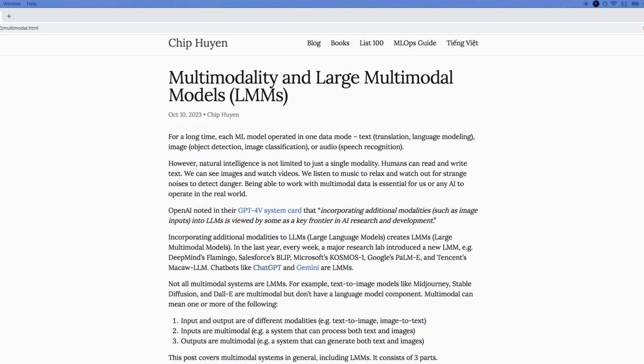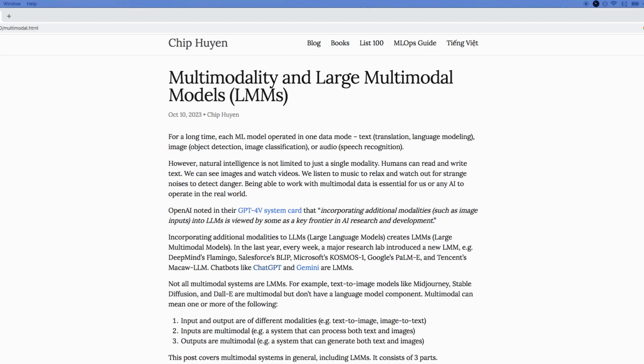Let's get started. For a long time, each ML model operated in one data mode: text (translation, language modeling), image (object detection, image classification), or audio (speech recognition). However, natural intelligence is not limited to just a single modality. Humans can read and write text. We can see images and watch videos. We listen to music to relax and watch out for strange noises to detect danger. Being able to work with multimodal data is essential for us or any AI to operate in the real world.